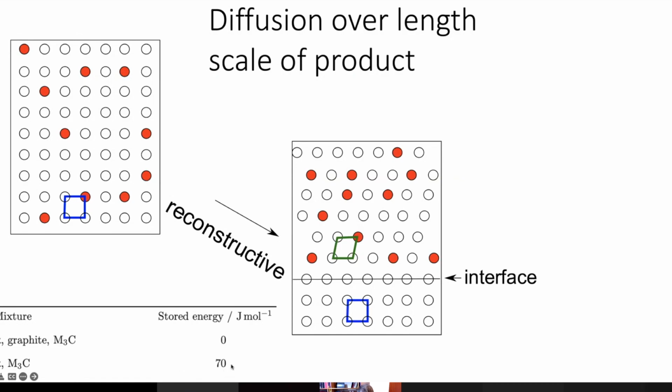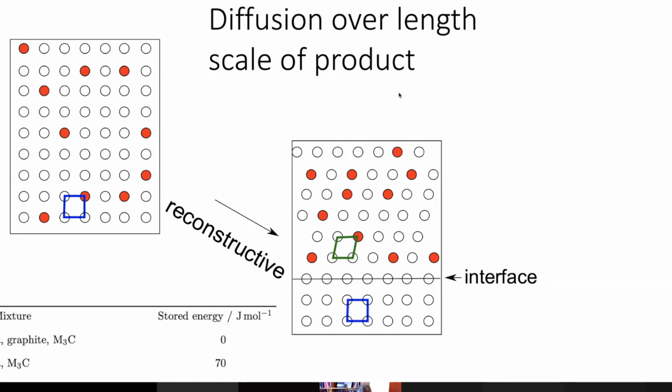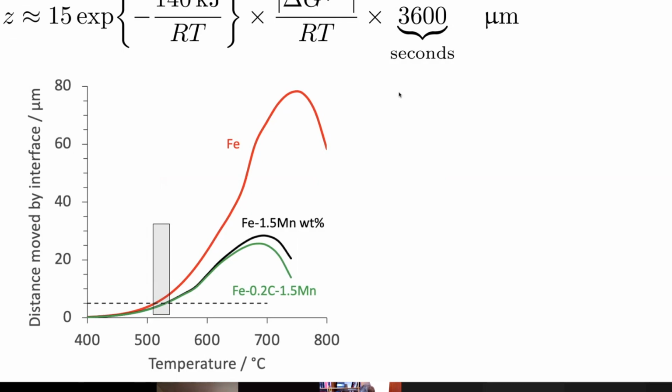And here I'm talking about transformations which leave only a small amount of stored energy in the system, because we may not precipitate graphite in a typical steel. Okay, let's go and address this problem about diffusion over the length scale of the product, because that can help us to define the domain in which we will get reconstructive transformations and displacive transformations. You know, if you cannot get diffusion over the length scale of the product, then you will get a displacive transformation.